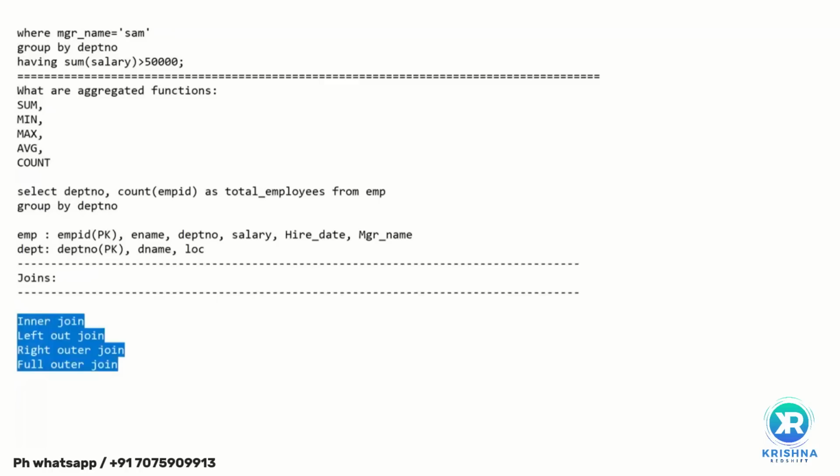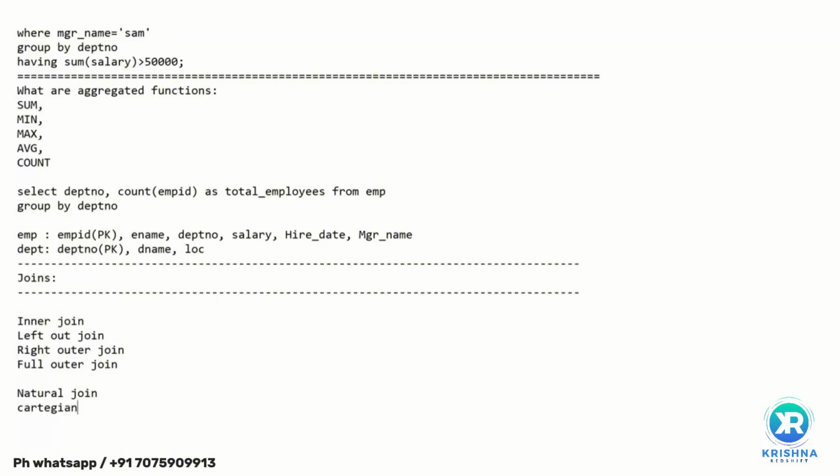Actually, these are even okay. These are the joins we use, and apart from that, there is also natural join. Don't worry about this. In fact, you don't even tell these joins in the interview. Natural join or Cartesian. I'm just telling you so that you don't feel they are new.